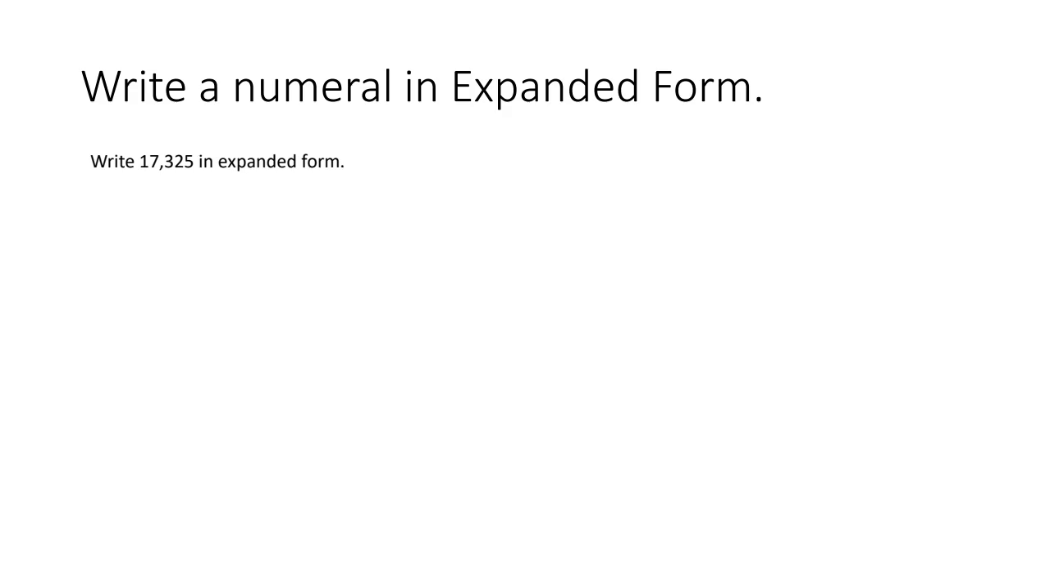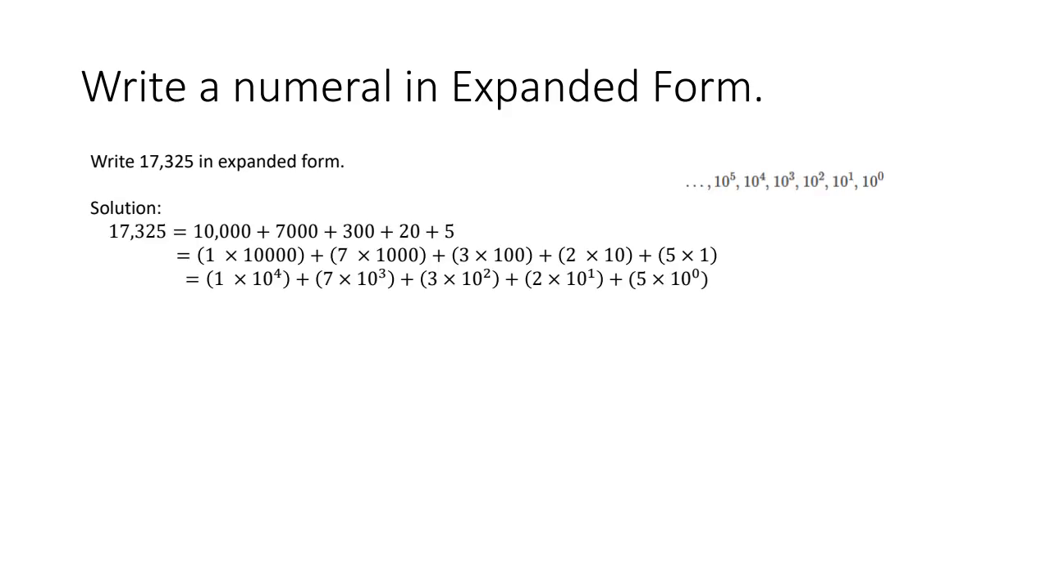All right, so we want to write 17,325 in expanded form. Expanded form means we're going to look at our place values here. We take this number, 17,325, and break it up into what we call expanded form. So the 1 here represents 10,000, 7 is 7,000, 3 is 300, 2 is 20, and then you have a 5.